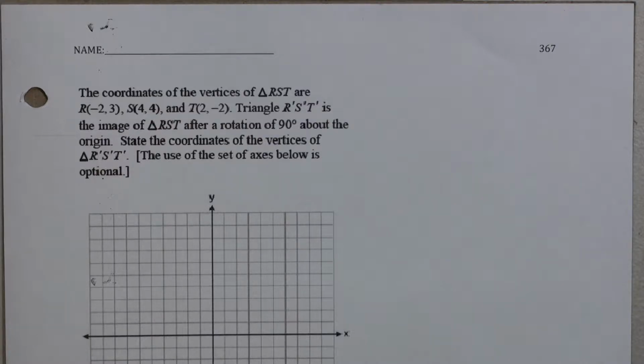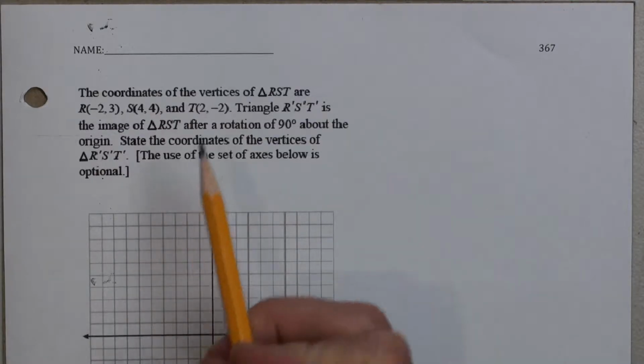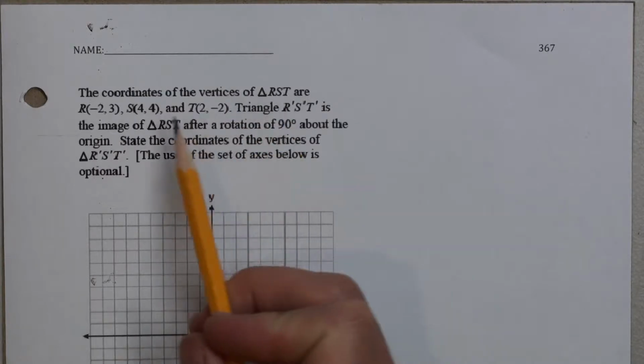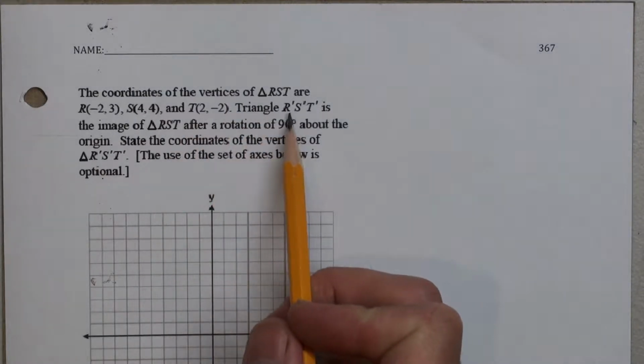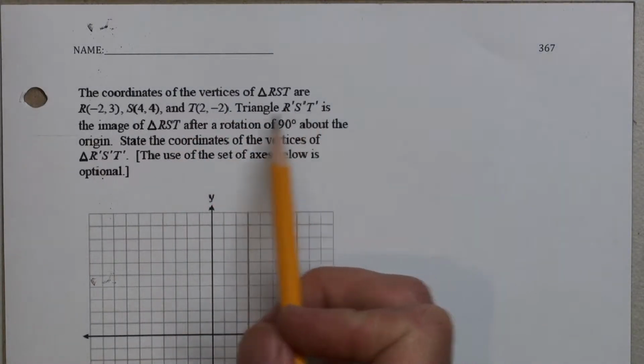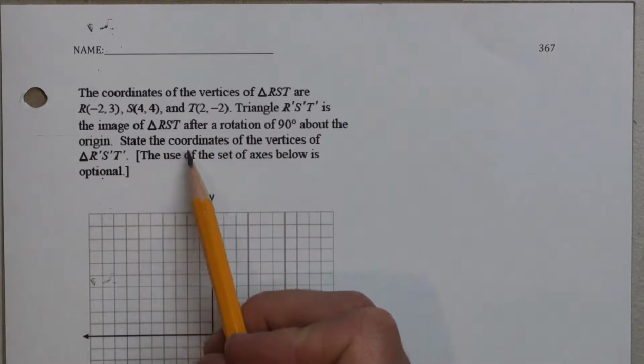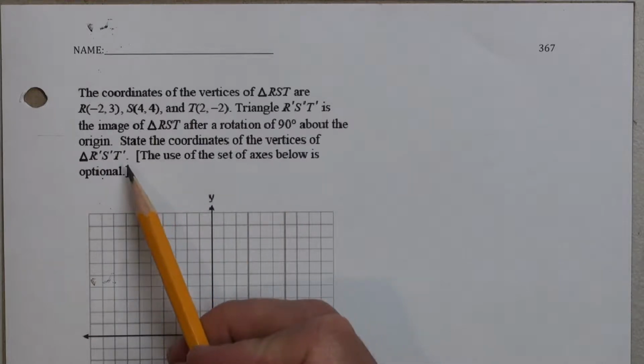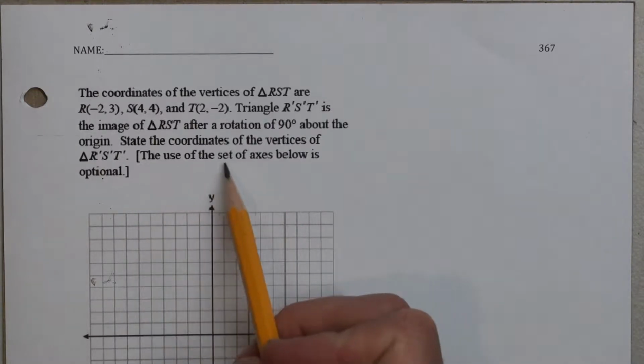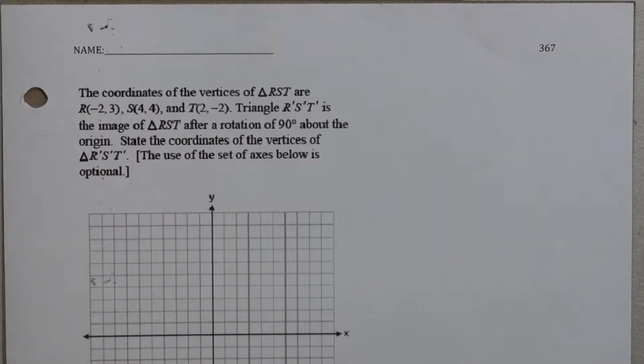Alright, so this is number 367. The coordinates of the triangle are this. Triangle R prime S prime T prime is the image after a 90-degree rotation about the origin. State the coordinates of the vertices of the triangle's image. The use of the set of axes below is optional.